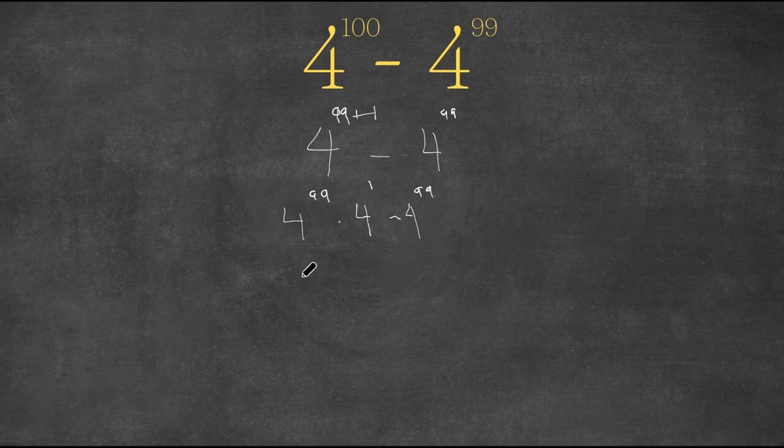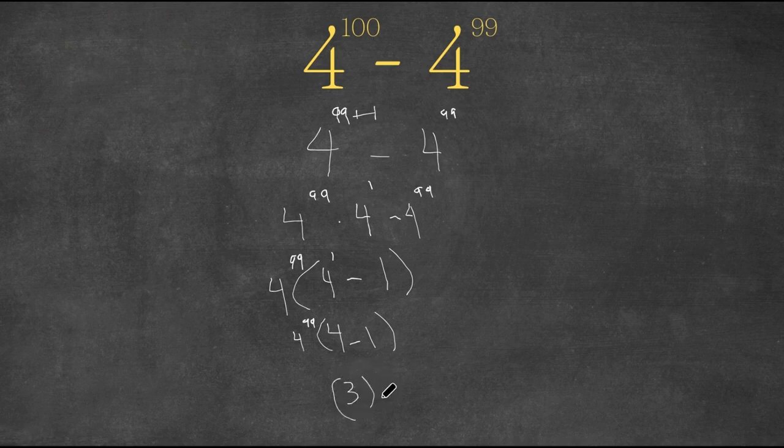And we're going to factor 4 to the power of 99 out to simplify this a little more. So we're going to do 4 to the power of 99 times, well, 4 to the power of 99 times 4 to the power of 1 divided by 4 to the power of 99 is simply 4 to the power of 1, minus 4 to the power of 99 divided by 4 to the power of 99 is simply 1. And as we all know, 4 to the power of 1 is simply 4. So we have 4 minus 1 times 4 to the power of 99. And 4 minus 1 is obviously 3. So our answer is 3 times 4 to the power of 99.